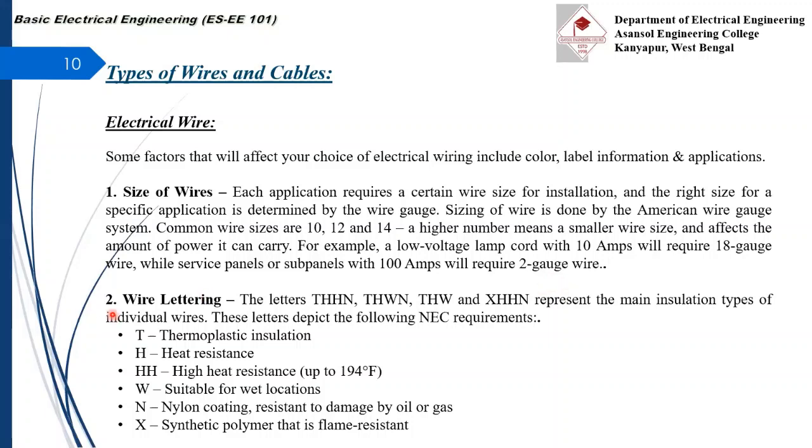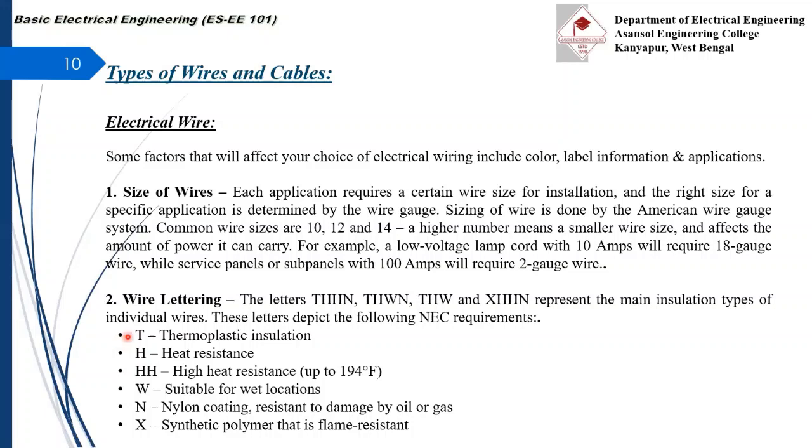Okay. Next is the wire lettering. These letters THHN, THWN, THW or XHHW represent the insulation types of the individual wire. Now these letters depict the following NEC requirements. Okay. Now you have to find out what is the full form of NEC. I will not tell you today. You have to find it. So there are 2 homeworks you are having now, right?